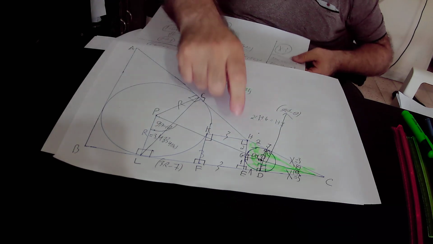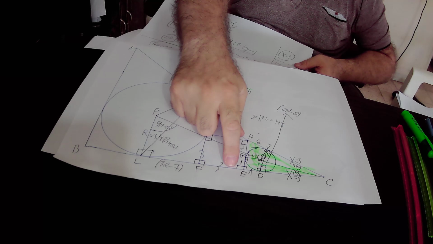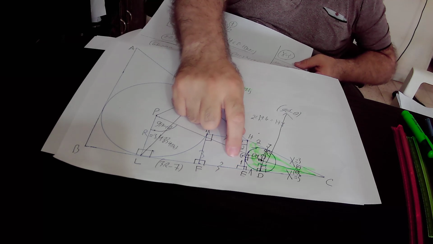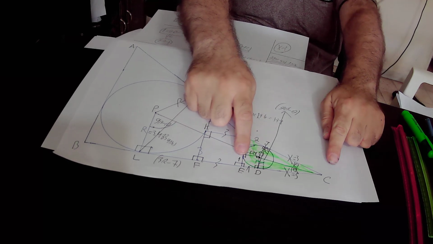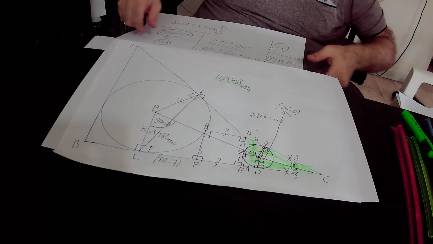What is the value of HE? HE equals 2 plus 1. That is 3, and HE square is 3 squared, that is 9. What is the value of EC? EC equals 1 plus x. Therefore, EC square equals (1 plus x) square.